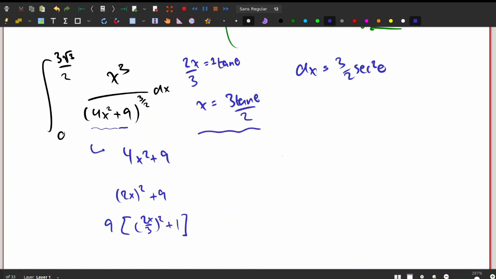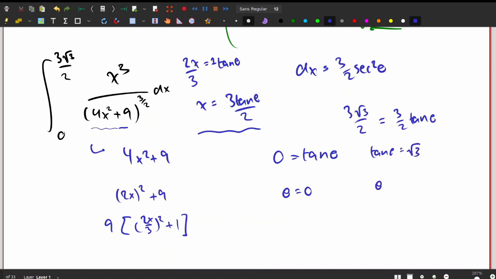So when x is equal to 0, tan theta has to be equal to 0, and therefore theta is equal to 0. Now, when x is equal to 3 square root 3 over 2, that has to equal 3 over 2 tan theta. Therefore, tan theta has to be equal to square root 3, and theta is equal to pi over 3. Now that we have our x, our dx, and both of our bounds, we can rewrite this full integral.